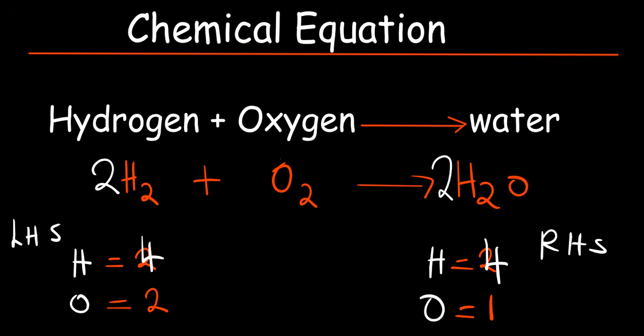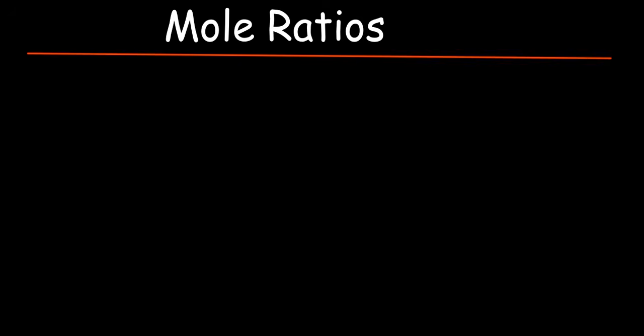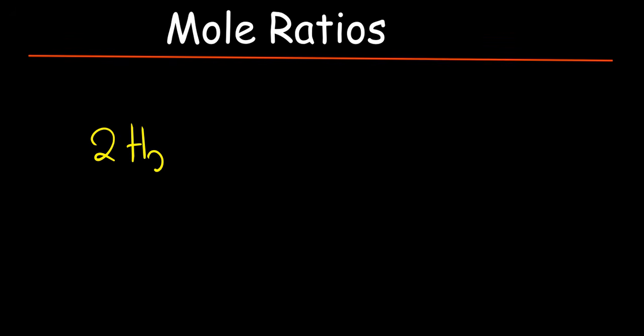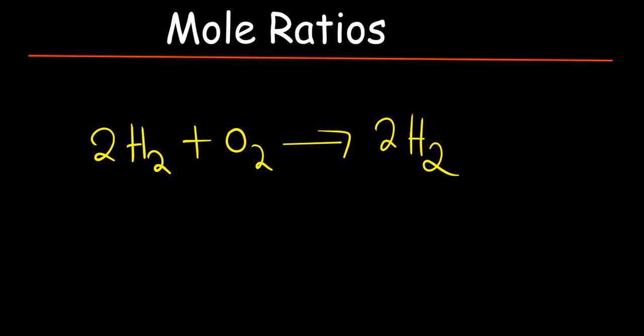Like in our previous equation, we had hydrogen plus oxygen giving us water. What this means in terms of mole ratios is that 2 moles of hydrogen react with 1 mole of oxygen to produce 2 moles of water. This ratio is what we use in calculations. So basically that is very important for us to understand.